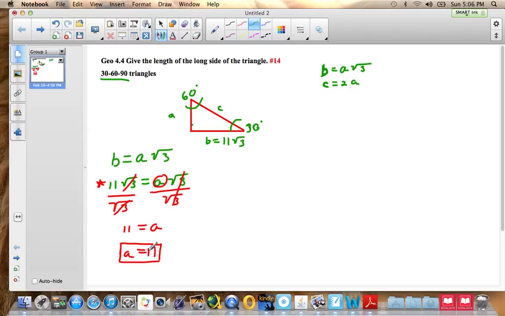All right, so I've solved for A. Now I want to solve for C. So if C equals 2A and A equals 11, we've already established that A equals 11, then simply say C equals 2 times 11. Therefore, C equals 22.